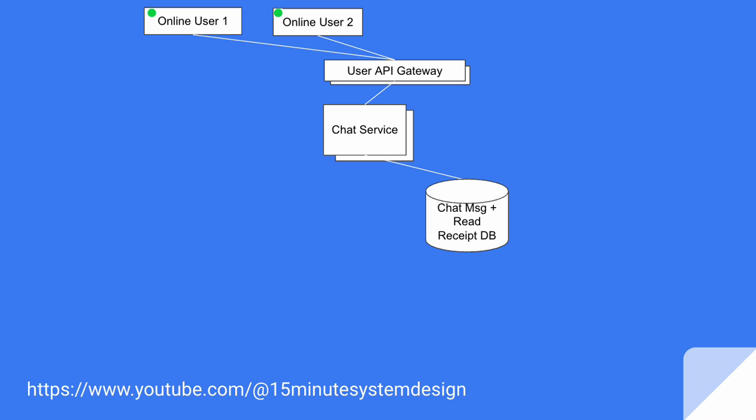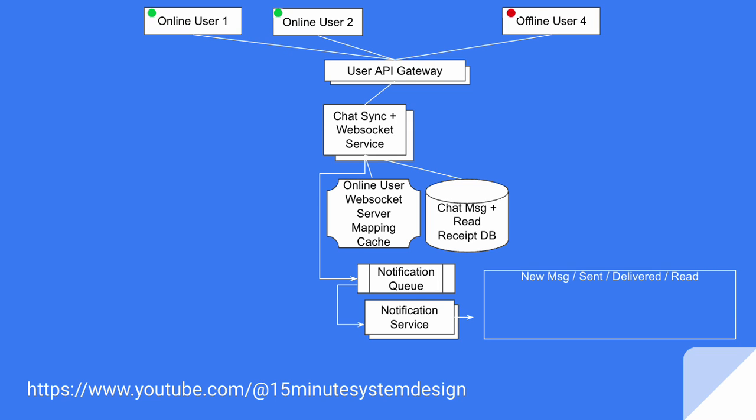Okay. Now let's go deeper and understand the end-to-end communication flow. Once user 1 and user 2 get logged in and connected to the ChatSync plus WebSocket service, the WebSocket service will primarily assign a WebSocket server to each user. Now let's say both users are online and connected to two different WebSocket servers. The WebSocket service will receive a message from user 1, which is intended for user 2.